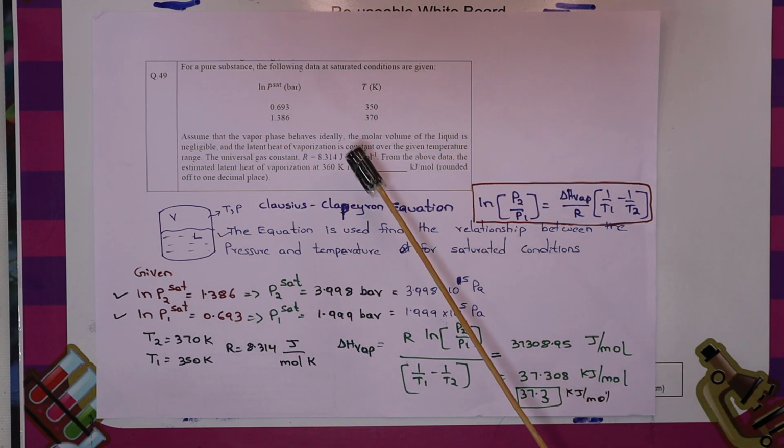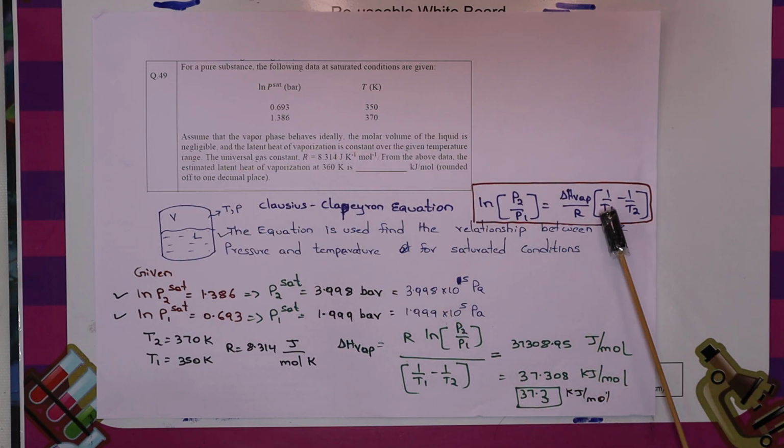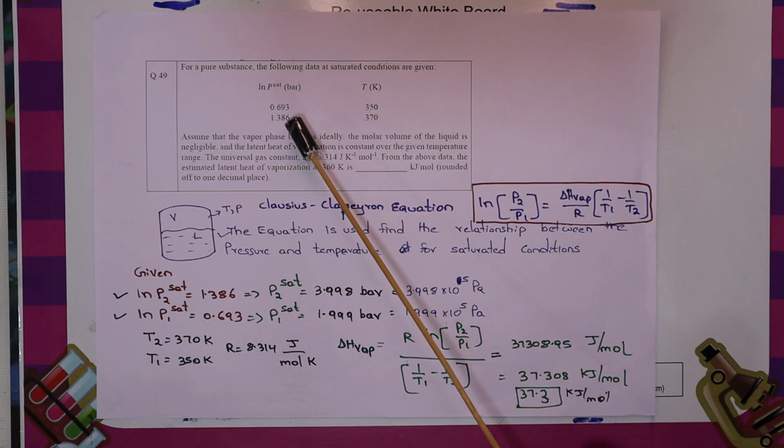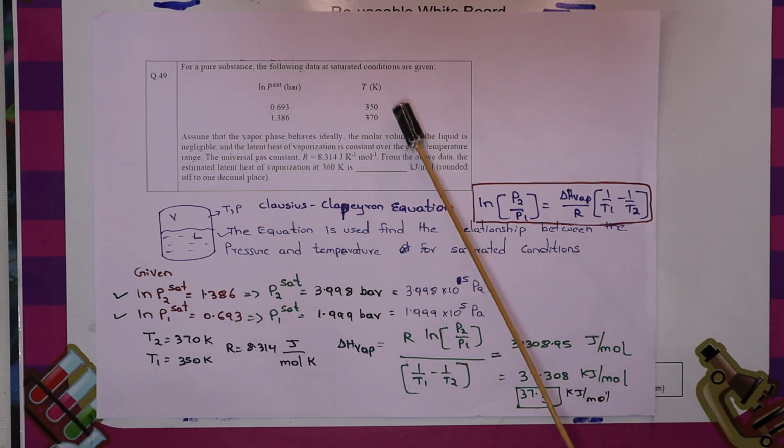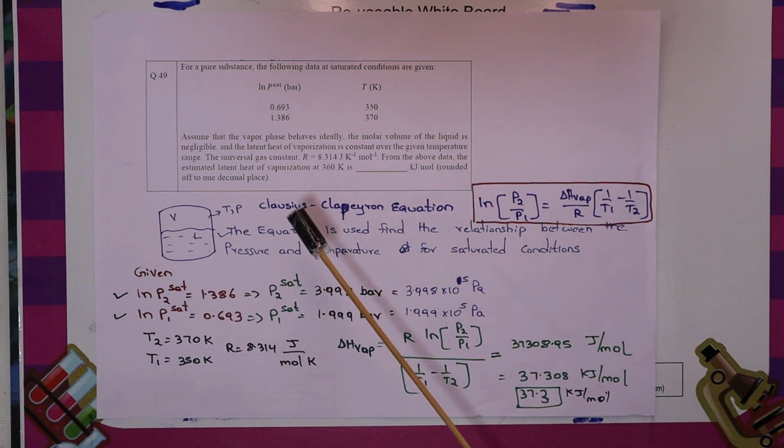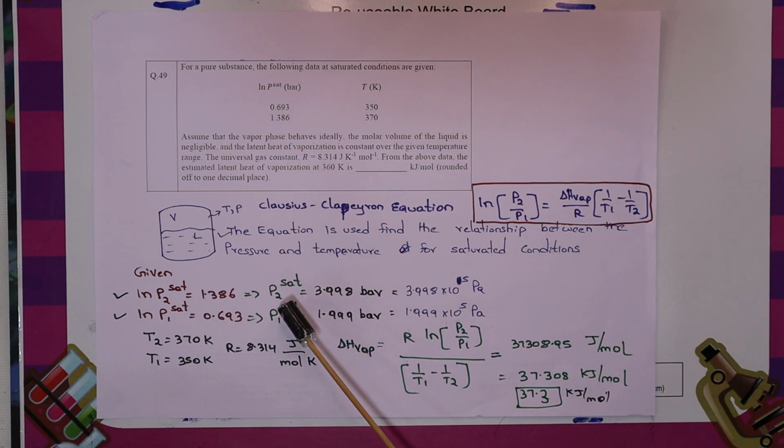Okay, that is the first takeaway. So let us use this equation with P2 and P1, T1 and T2. The information of P2 and P1 is given in terms of ln Psat, and temperature is given as 350 and 370. So ln P2 sat is equal to 1.386. So P2 saturated is nothing but 3.998 bar, which is nothing but 3.998 into 10 power 5 Pascal. Because you have to convert everything to Pascal, because the universal gas constant is given in terms of joule per mole Kelvin. So you are supposed to use only SI units. The pressure in the SI unit is Pascal. So keep that in the same terms.